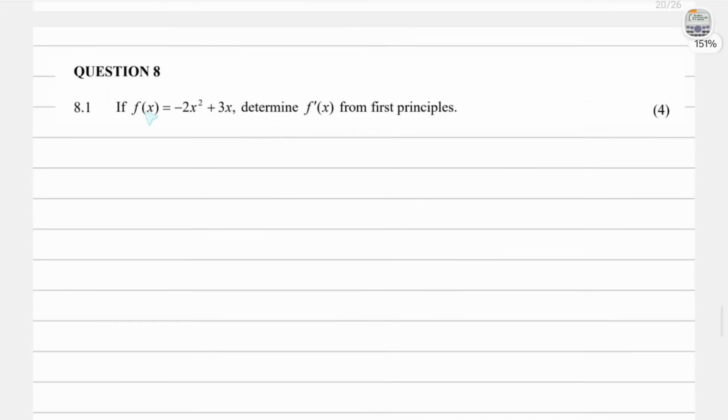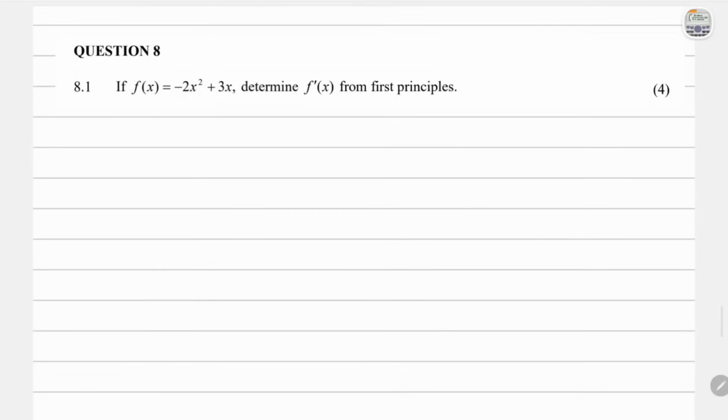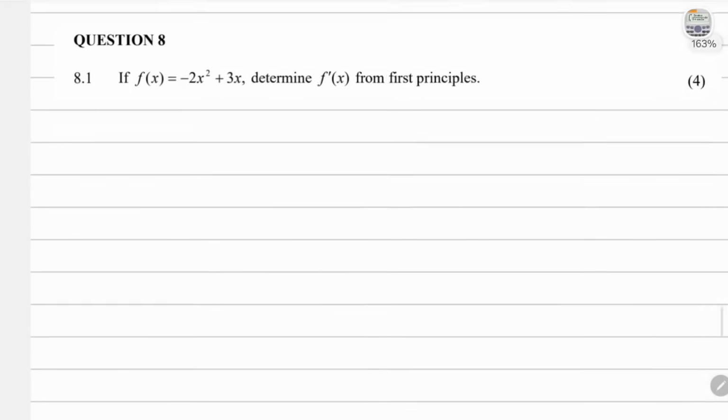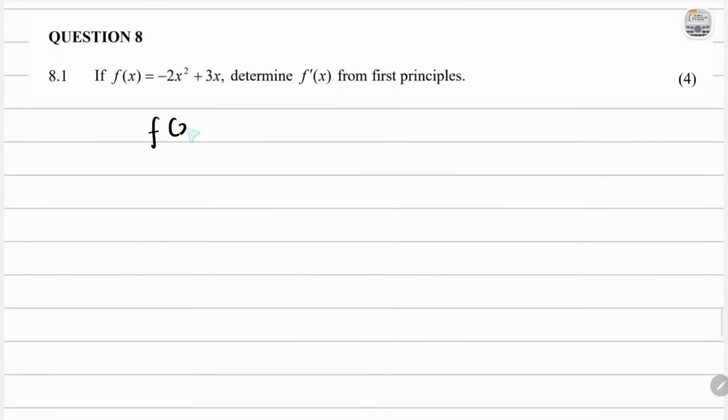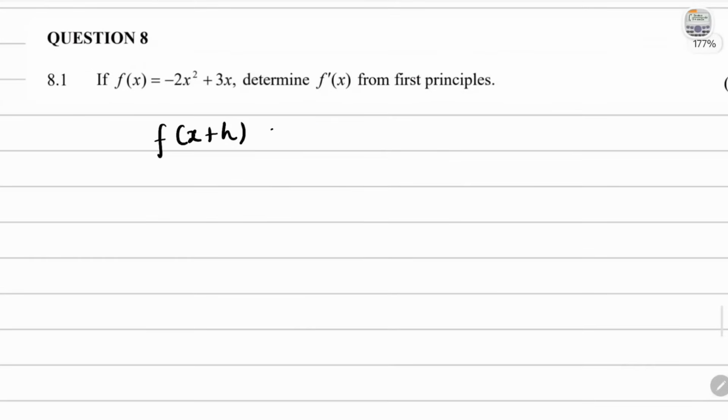Question 8.1 says, if f of x is equal to negative 2x squared plus 3x, determine f prime of x from first principles. In order to find the derivative from first principles, we need to find the f of x plus h, the second y value. So this is equal to, and in place of x, we'll substitute x plus h. So this is negative 2, and that is going to be x plus h all squared, and then plus 3, and in place of x again, x plus h.